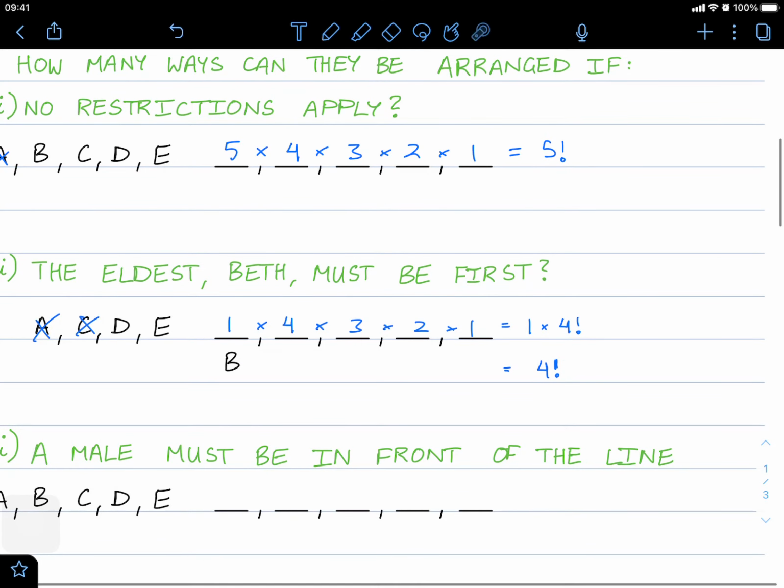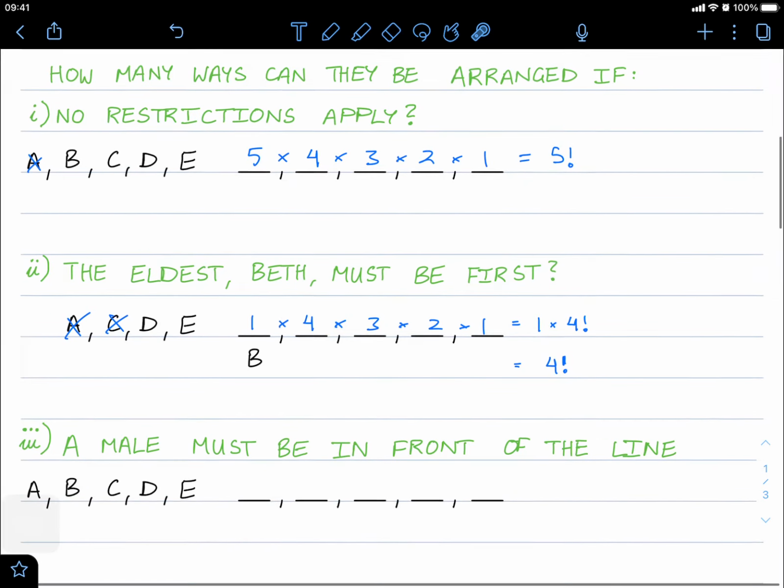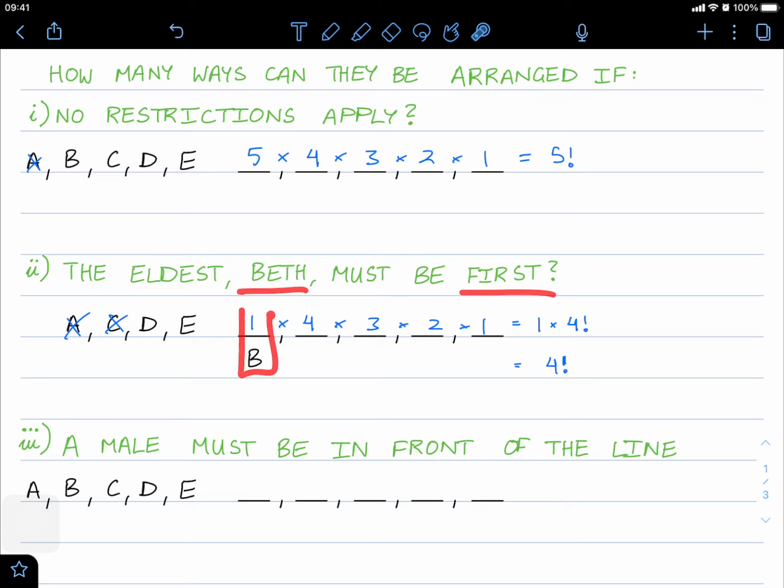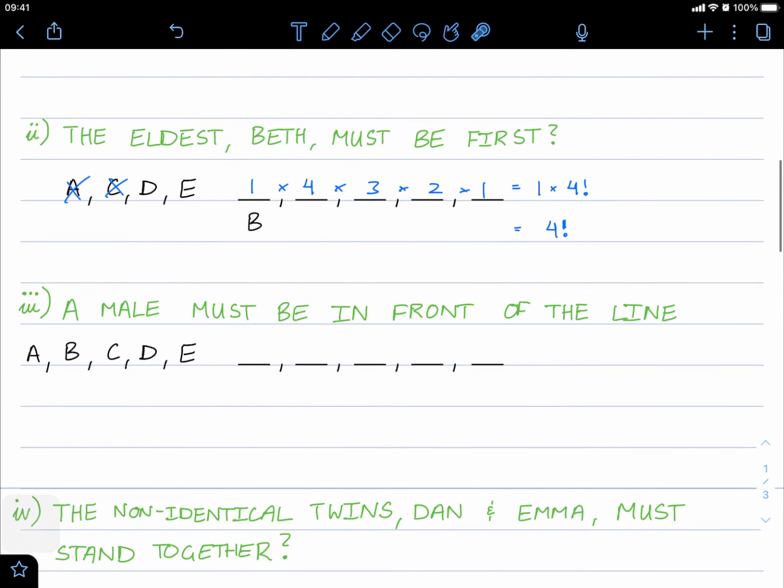So notice how we actually just simulate the problem by, well, modeling it. In this case, we said Beth must be in front. Well, we just pretended as if we simulated Beth being in front. And then we continue as normal. So let's keep going with this.